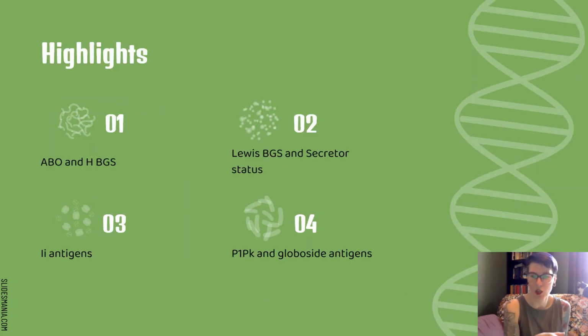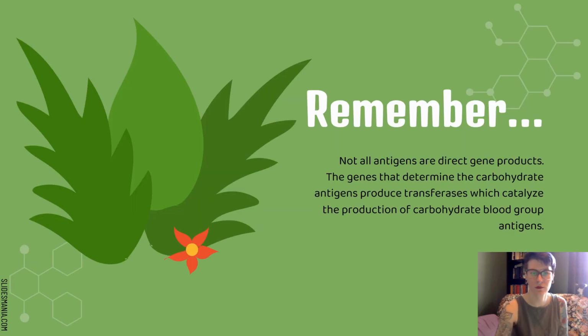So we'll go over ABO and H, Lewis and secretor, the I, big I and little i antigens, and the P1, PK, and globoside blood group systems and antigens. Remember, all the carbohydrate antigens are not direct gene products. They are all created. The gene produces a transferase, which catalyzes the production of the antigen by adding a sugar to an existing carbohydrate chain.